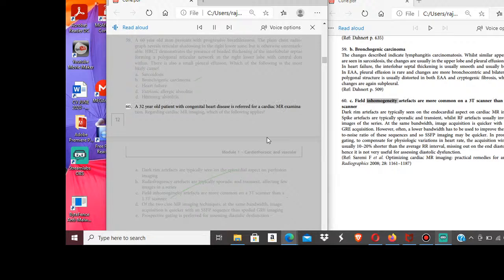60. A 32-year-old patient with congenital heart disease is referred for a cardiac MR examination. Regarding cardiac MR imaging, which of the following applies?